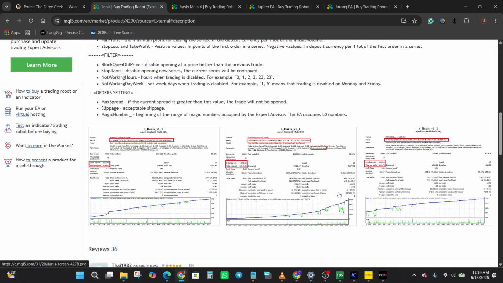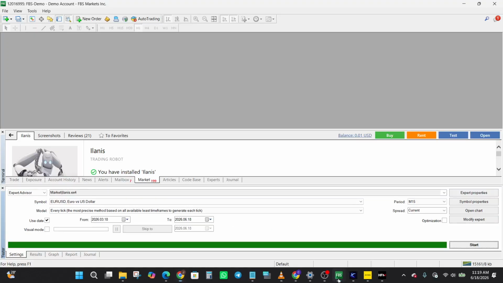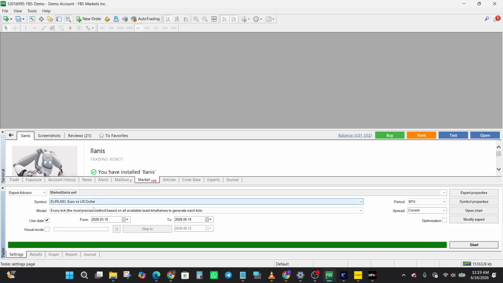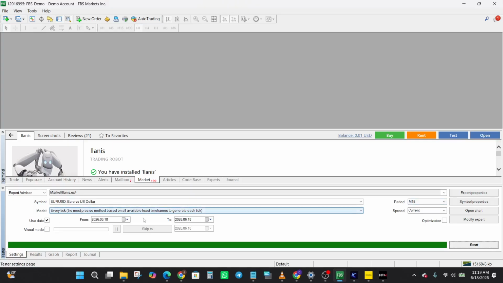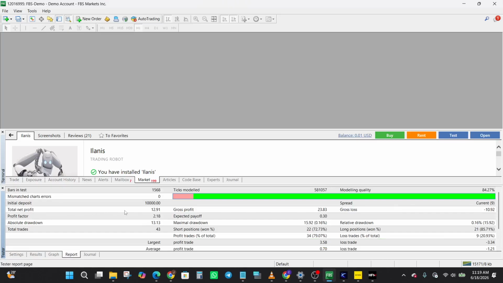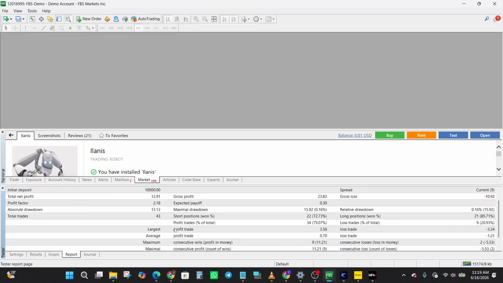So let's head over to our strategy tester right now, and I can see that I'm testing the Ilanis EA on EURUSD on the M15 time frame as recommended using the every tick modeling, and I'm testing it over the past 3 months. Here I can see that from an initial deposit of $10,000, total net profit was 12.91, and total trades taken we have 43, out of which 34 were profitable, giving us a 79.07% win rate.